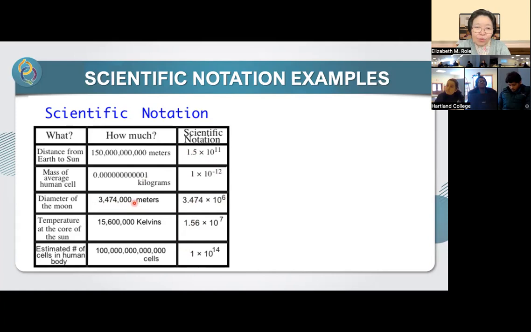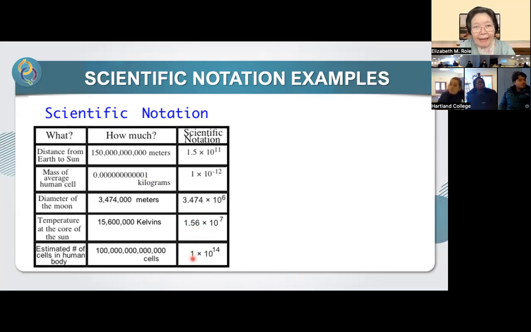Which number should be greater than 0? The first number should be greater than 1 but less than 10. So 1.5 is between 1 to 10. 1 is between 1 to 10. 3.474 is between 1 to 10. 1.56 is between 1 to 10.